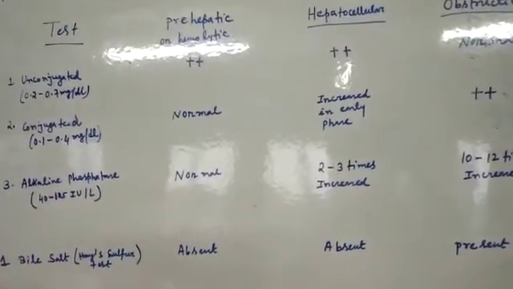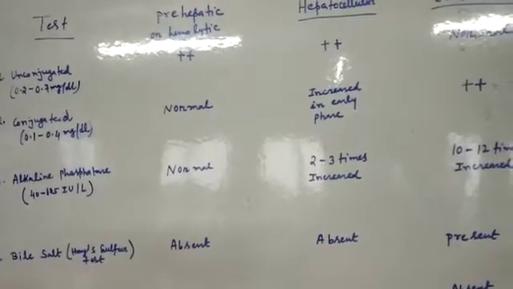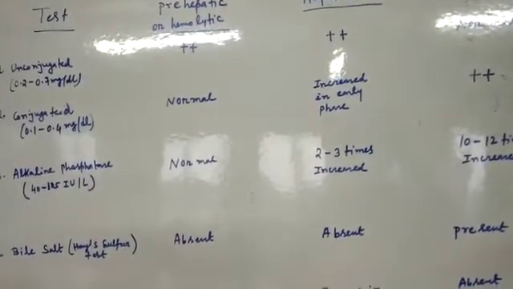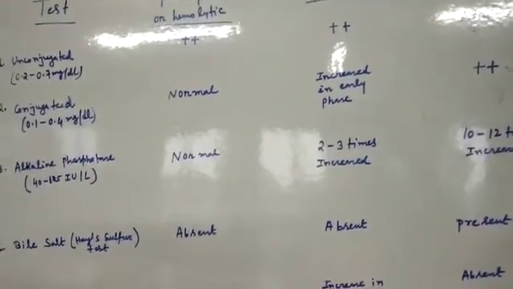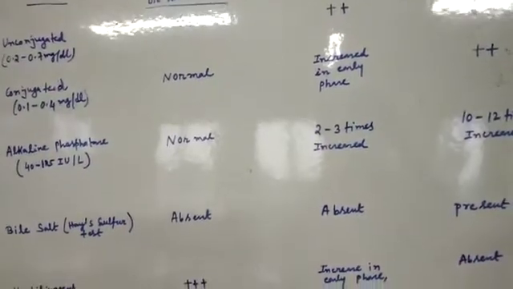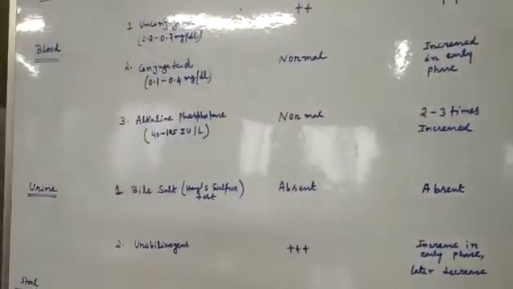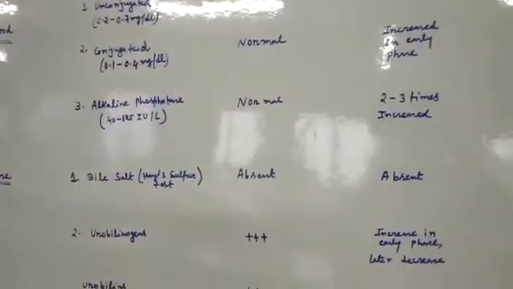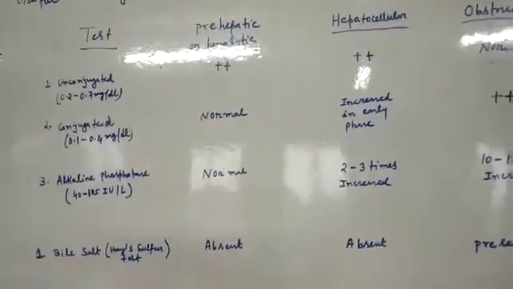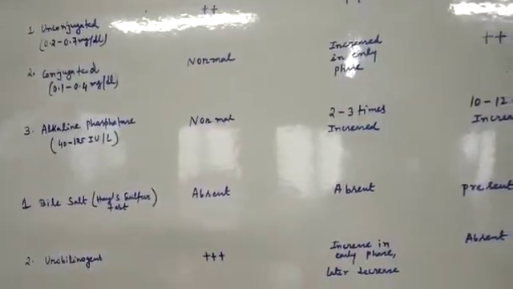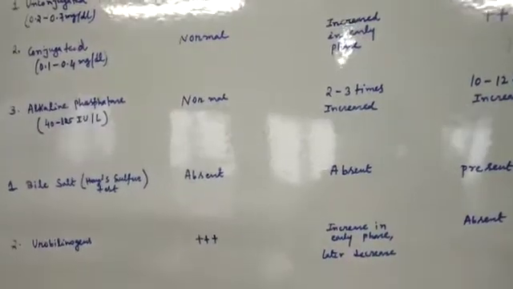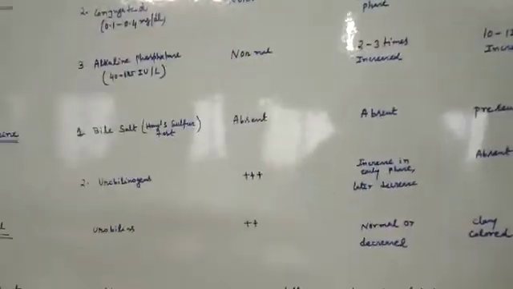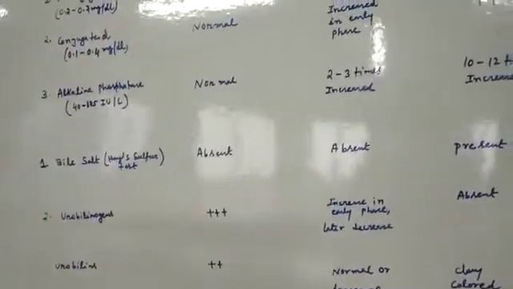Later on it will be near about normal. Alkaline phosphatase will be raised, but the range will be 2 to 3 times of the normal range. And in case of urine test, bile salt will be absent again in case of hepatocellular jaundice. Urobilinogens will be increased in the early phase. Urobilins in stool will be normal or decreased.